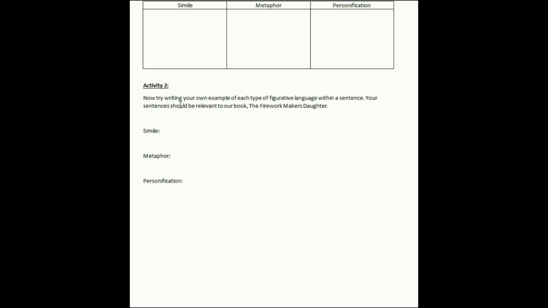In the second activity, you need to write your own example of each type of sentence. You should try and make these relevant to the firework maker's daughter. So for example, for our simile, we could write Lila was as brave as a lion. Our metaphor could be the lava was a thick red carpet along the volcano. And for our personification example, we could talk about the volcano being like a human. So for example, the volcano frowned down at Lila as she approached.